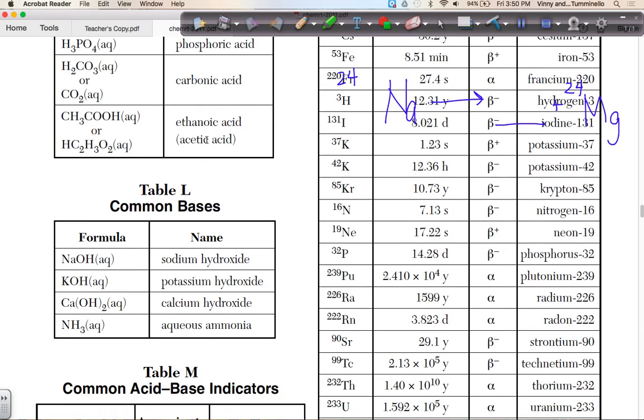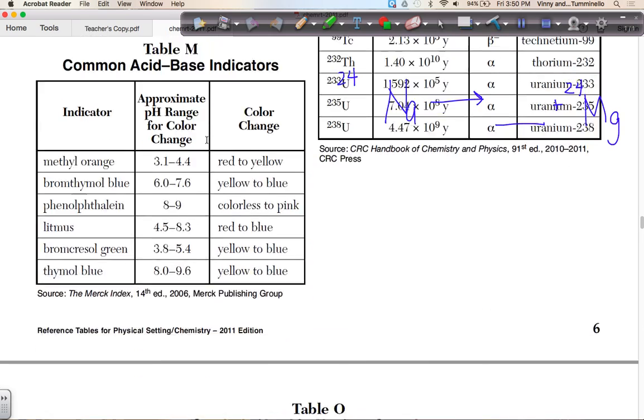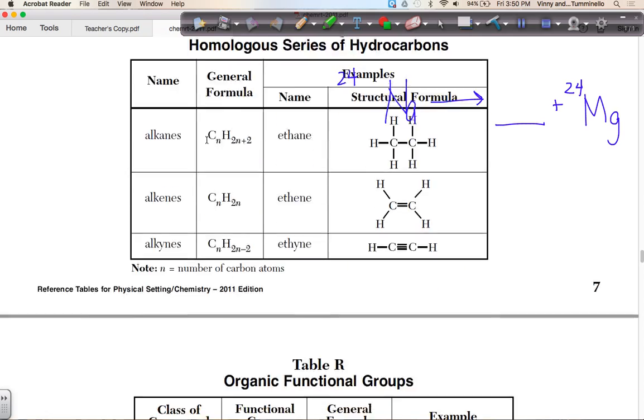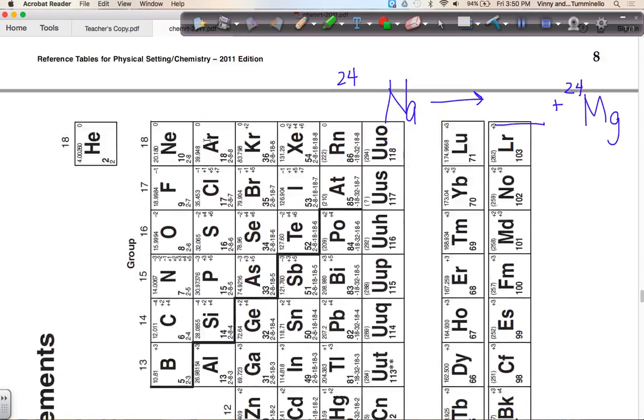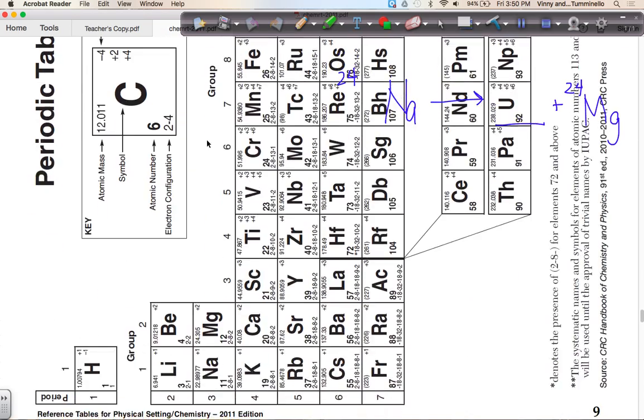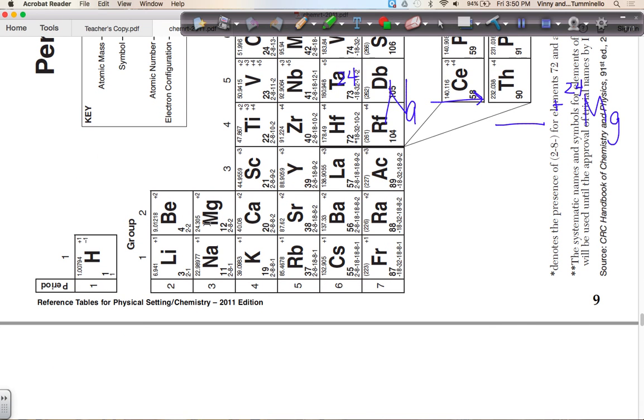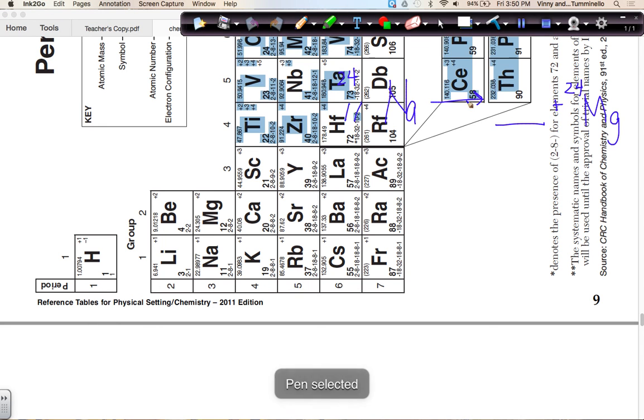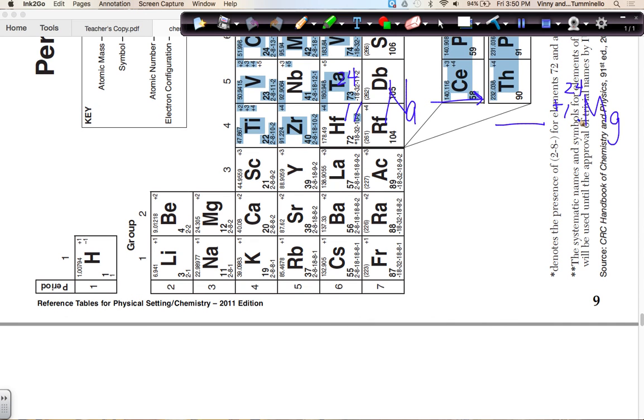Na-24 is not one of our choices on table N, so we're going to have to figure this out mathematically. So let's look on the periodic table and see what Na and Mg have for their atomic numbers. So Na is number 11 and Mg is number 12. So I'm just going to put that here. Na is number 11 and Mg is number 12. And then we'll go back to where we were.